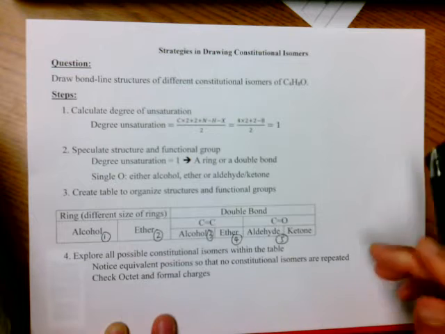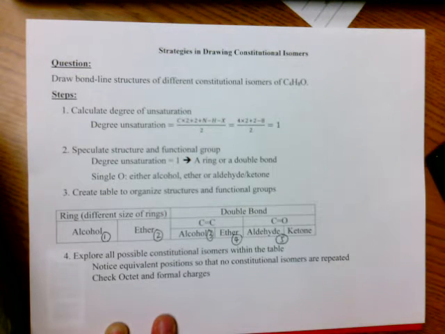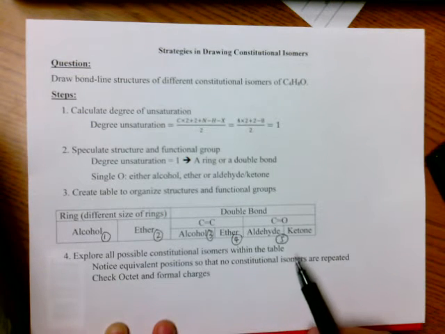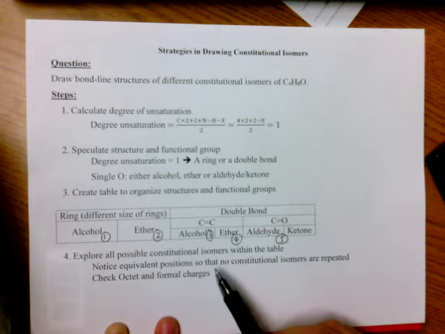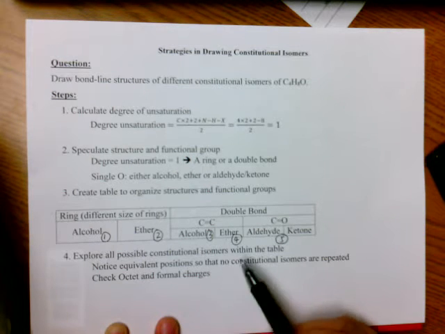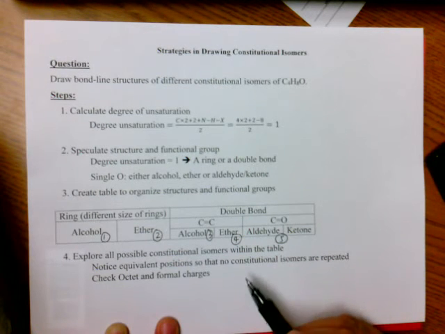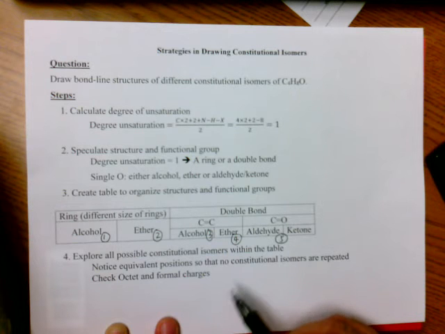Then for each individual category, we try to explore all different possibilities. Along the way, it is very, very important for you to notice equivalent positions so that you don't have repeated constitutional isomers. And after you draw, it's always a good idea to check the octet as well as formal charges. Make sure that we do respect the octet and we do not have any non-zero formal charges.